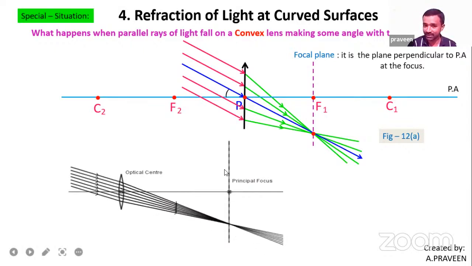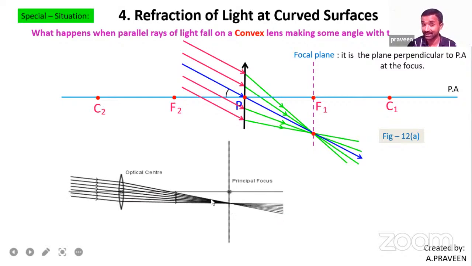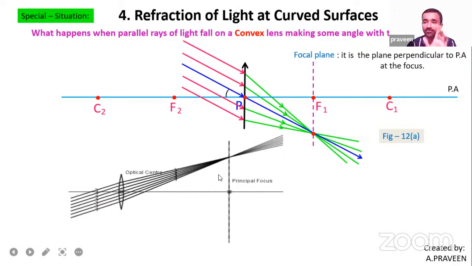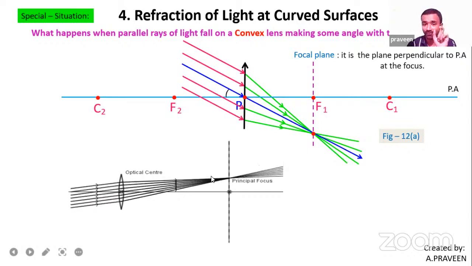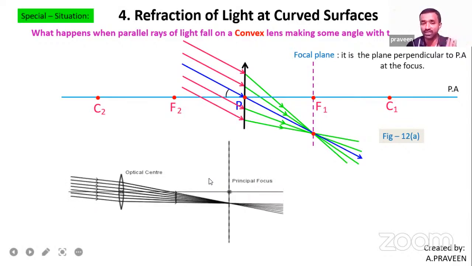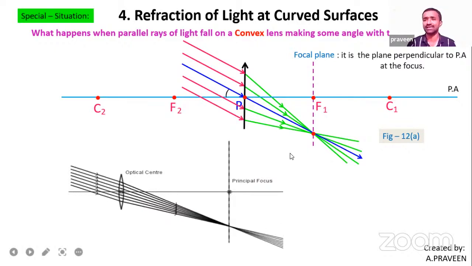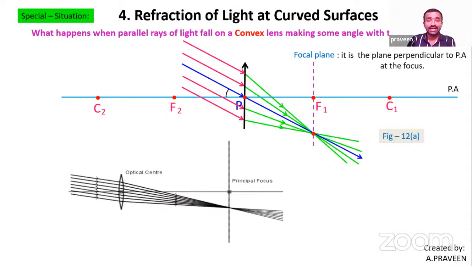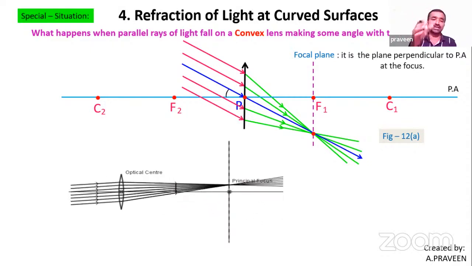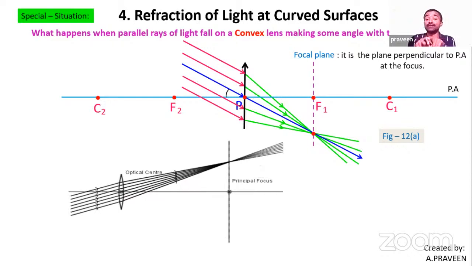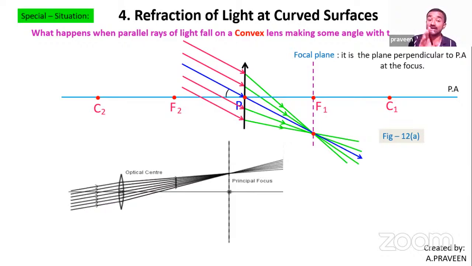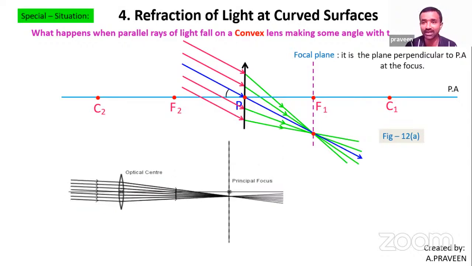At any point, you can consider the point of converging light rays on the focal plane as the imaginary focus. So this is what we are considering in this special situation. What is the special situation? It is simple: a parallel beam of light rays only, but making an angle with the principal axis. At any angle, after the refraction, all the light rays converge, and that converging point always lies on the focal plane. That you have to remember. This is practically observed. That's why it is given as a generalization.